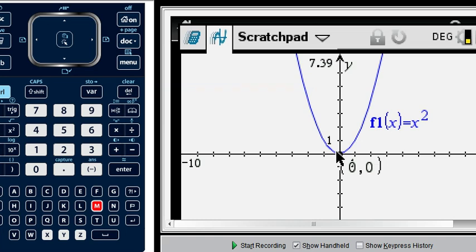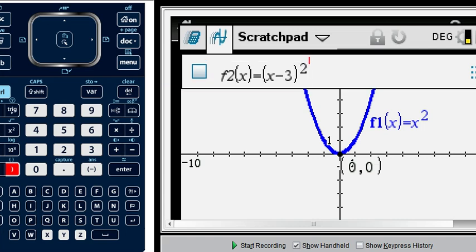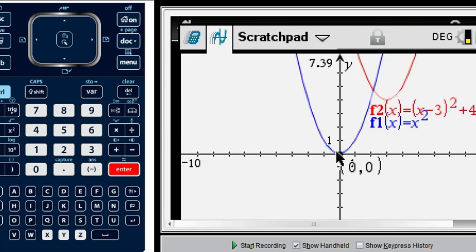Now I am going to type in number 2. I'm going to hit tab, and it comes up. We're listening, right, and writing this down? Parentheses, x minus 3 and parentheses squared plus 4. And see how it pops up? It should pop up in a different color. See how it's in red right there?